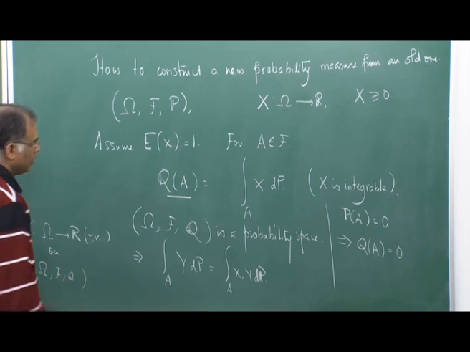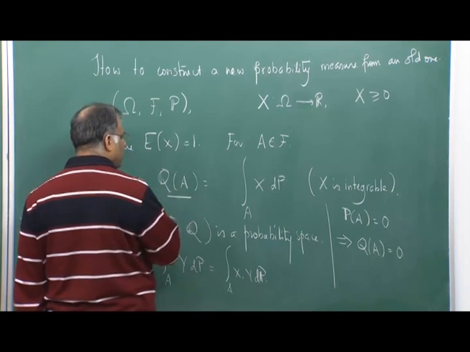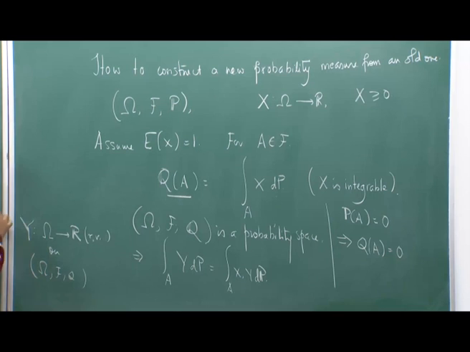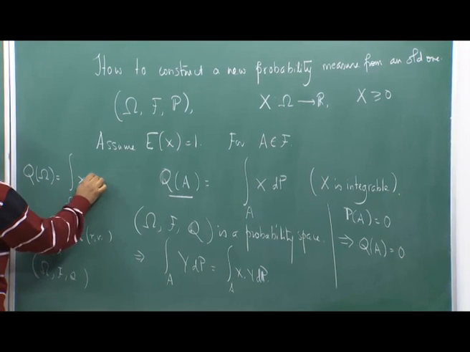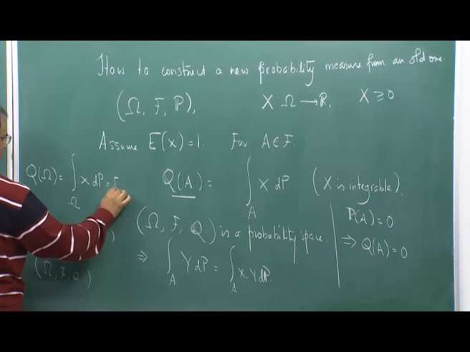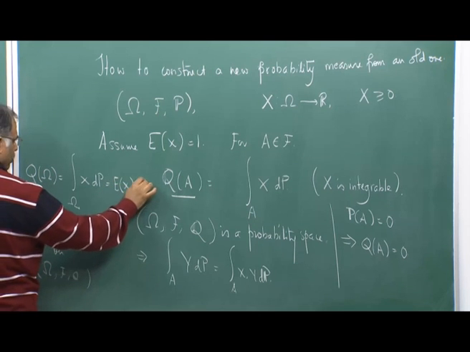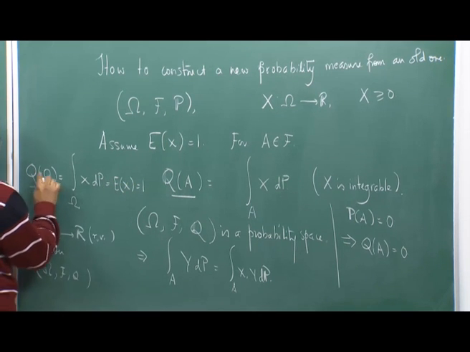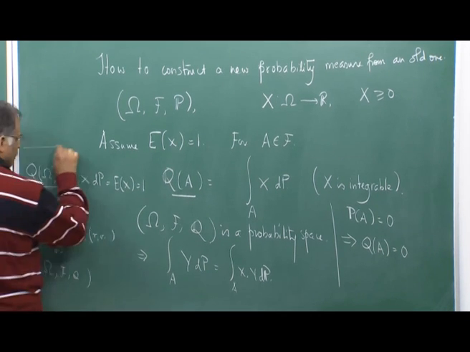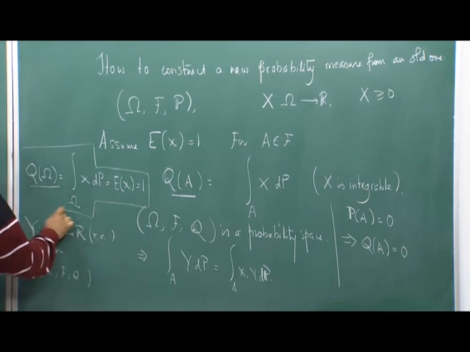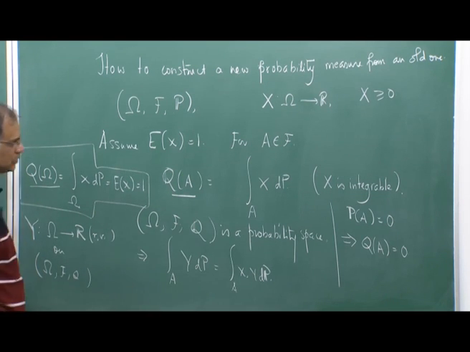So, here you see Q. Now, how do I know that Q is a probability measure? Because you see Q of omega is the integral over omega of X dP, and this is nothing but the expectation of X, which I have taken to be 1. So, the probability of the sure event omega, that whole sample space, must be 1. This is very, very important: it is truly a probability measure, and you can show that this will happen.